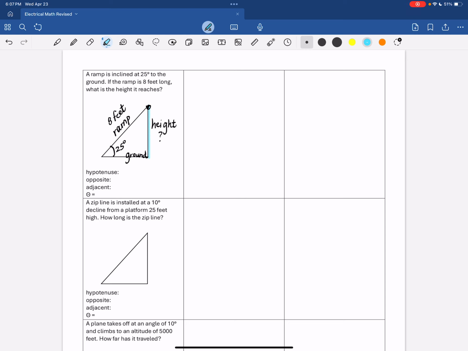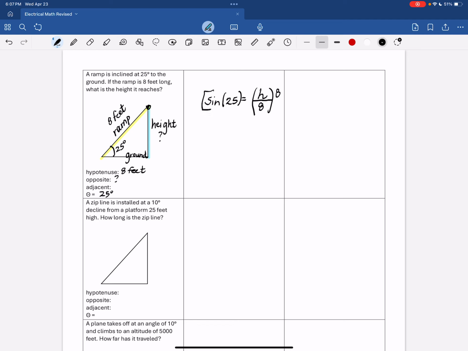Opposite, hypotenuse. So we have opposite, that is unknown. We have hypotenuse as 8 feet, and we have theta at 25 degrees. So the sine of 25 is going to be the height that we're looking for over 8.